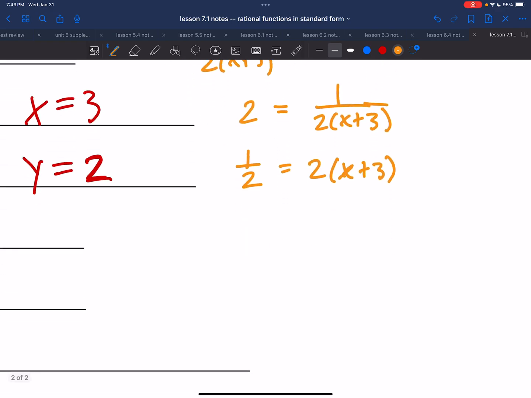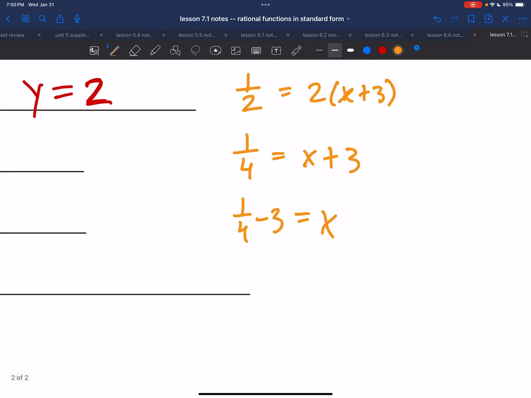We can divide by 2 now and get a fourth equals x plus 3. See, I said that's divided by 2, and that's divided by 2. You cut a half in half, you get a fourth. And so then I subtract 3, getting me 1/4 minus 3 equals x. I say therefore x is... what is that? What's 1 minus 12?